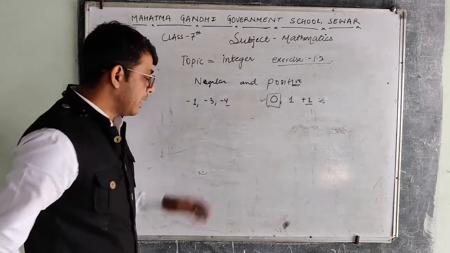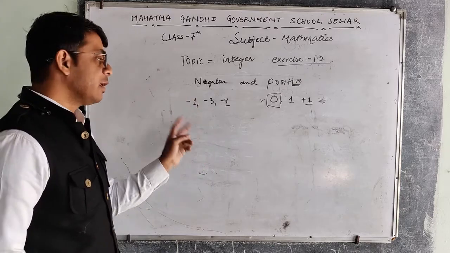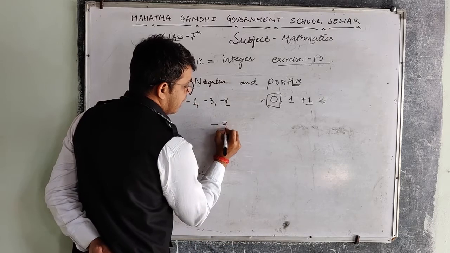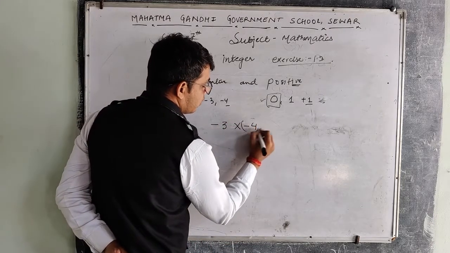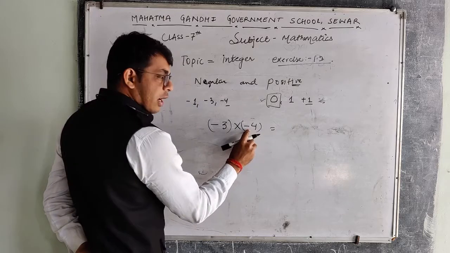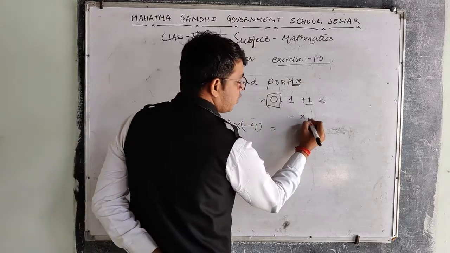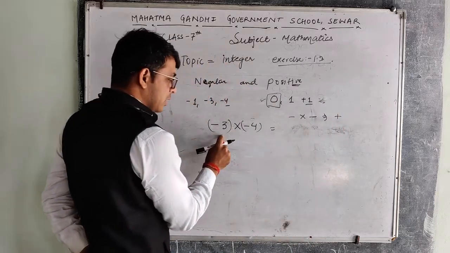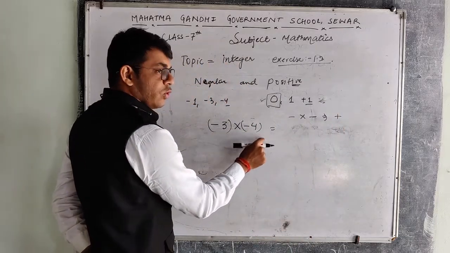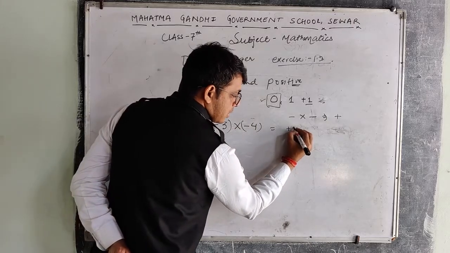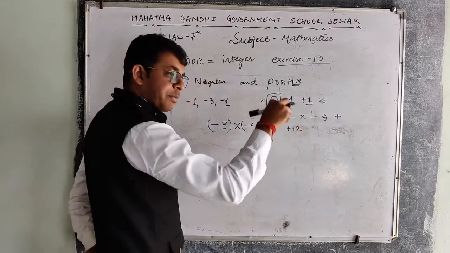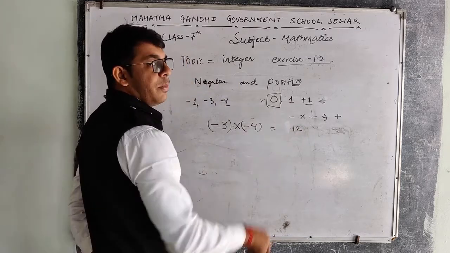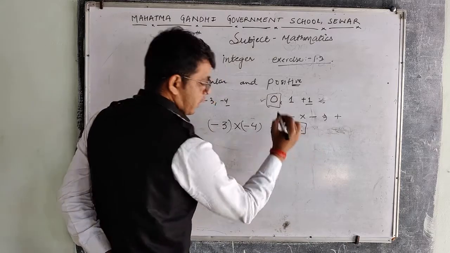Now let's apply this principle. Multiplication of two negative integers. If I multiply minus 3 into minus 4, what will be the result? I said that if minus into minus is multiplied, the result will be positive. So minus 3 multiplied by minus 4 gives plus 12. Either we can write plus before this number or not. It will always result in a positive integer.